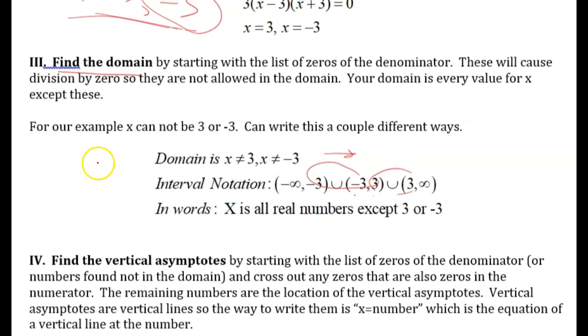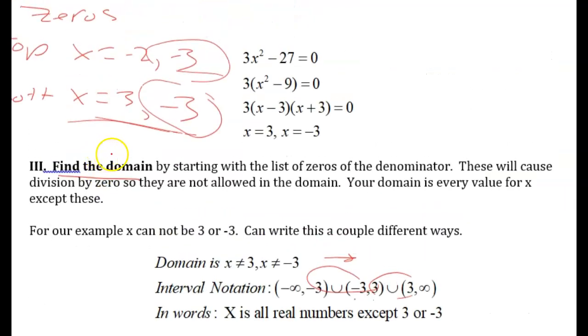But I'm working again from that list. The first thing I do is I find the zeros of the top and the zeros of the bottom. So when I'm asked about vertical asymptotes, I look at the zeros of the bottom. Okay, there are my choices. Uh-oh, -3 is up here too, so I'm going to cross that out as far as being a vertical asymptote.